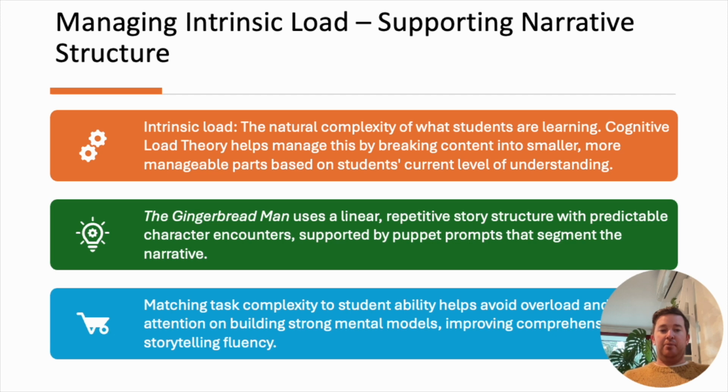Cognitive load theory helps manage this by breaking content into smaller, more manageable parts based on students' current levels of understanding. The Gingerbread Man used a linear, repetitive story structure with predictable character encounters, supported by puppet prompts and segmented narrative. This lesson also matched the task complexity to the student ability well. Its attention on building a strong mental model.